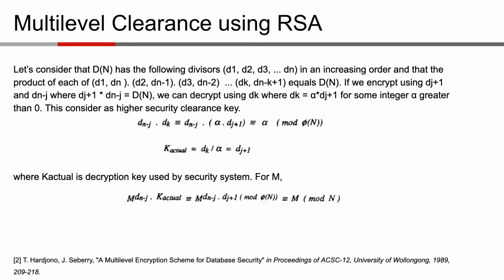And thus we have the second formula, where k actual is the actual decryption key used by the security system. So for our data m, we can compute it by the third formula. Now we can decrypt lower level cipher using a higher security key. However, not the other way around, as a lower key cannot figure out alpha in the first formula to get alpha up to tn.